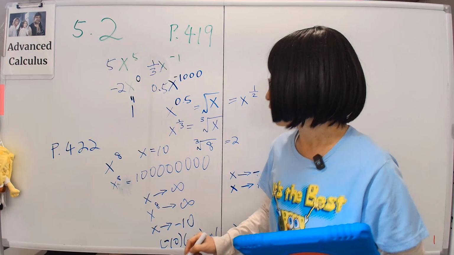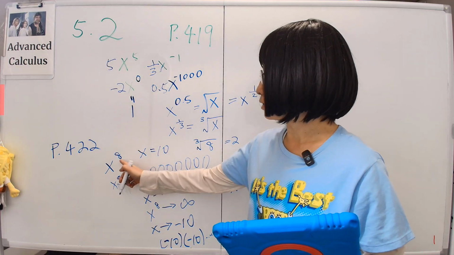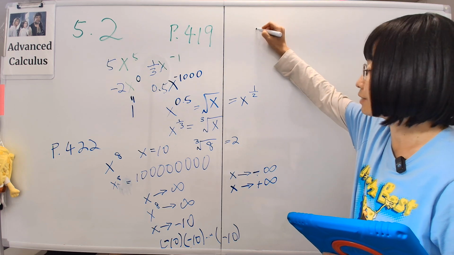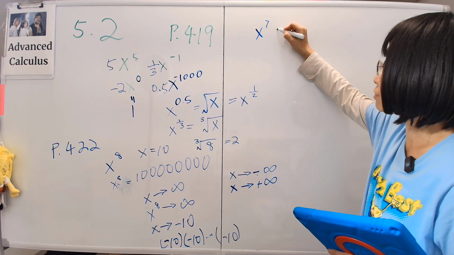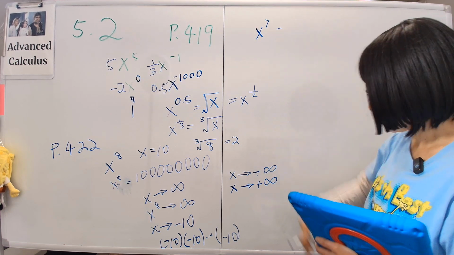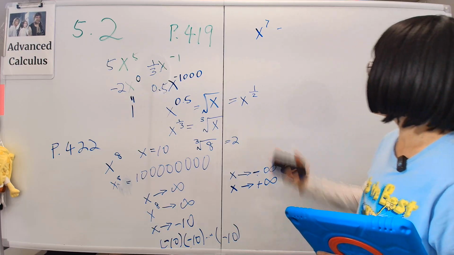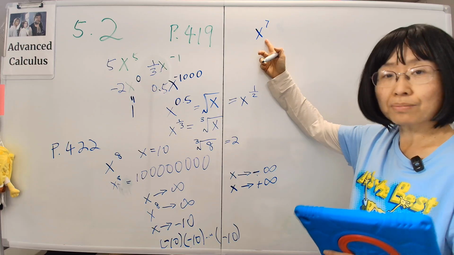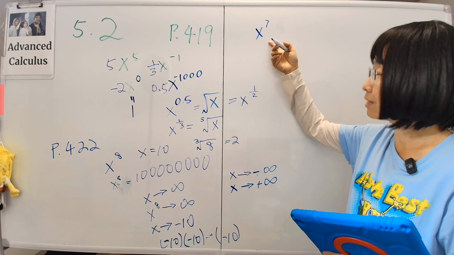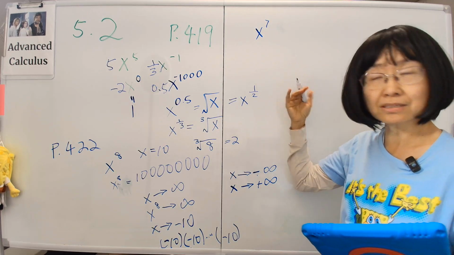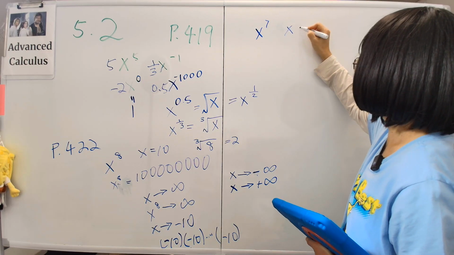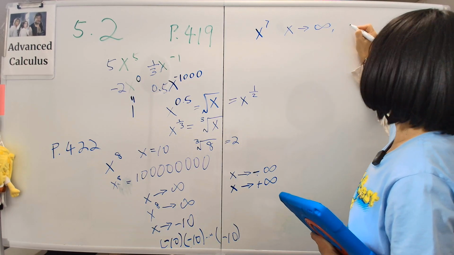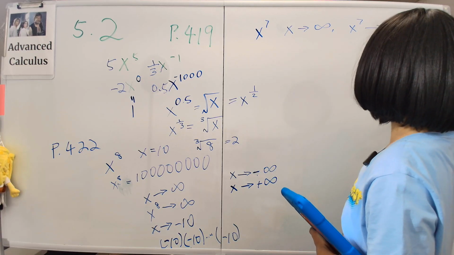Now what if I have not an even power but an odd power? Let's say x to the power 7. What happens when it is x to the power 7? Then the story will be different, because if x goes to positive infinity, like x is 10 or something, then x to the power 7 is going to be a big positive number. So x goes to positive infinity, then x to the 7 is also going to positive infinity.